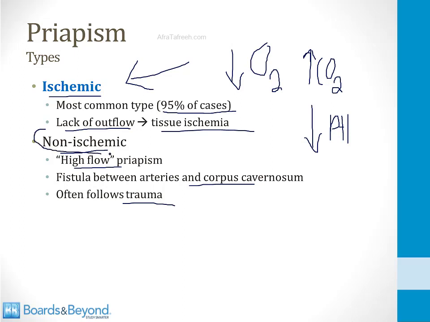In non-ischemic priapism, what you will see is normal oxygen, normal carbon dioxide, and normal pH. Basically, what you have is arterial blood just flowing in and out of the penis at a high flow rate, and that's leading to the priapism. Very high yield for you for step 1 to understand that the blood gas will be different in the setting of ischemic versus non-ischemic priapism.